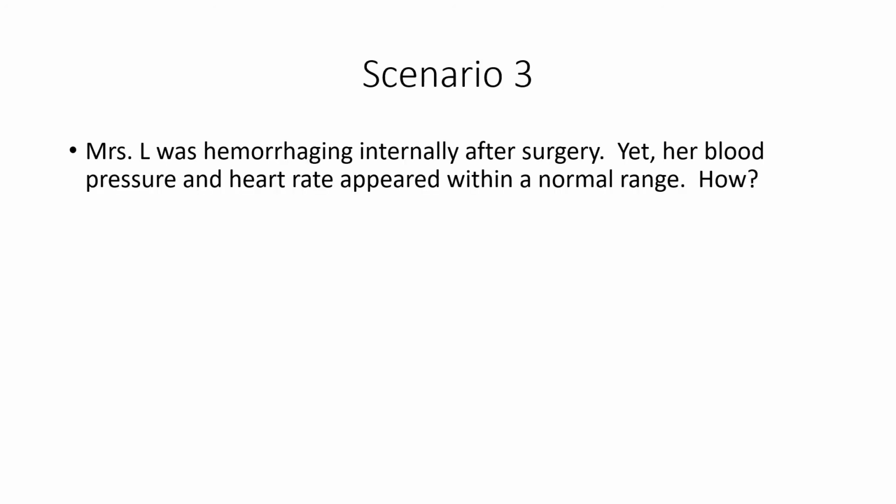Okay, so here's another scenario for us. A person who is hemorrhaging internally is losing blood. And if blood is being lost, then we look at an inability to transport adequate oxygen out to their cells and tissues. But it says this person's blood pressure and heart rate appeared within a normal range. So there must be some kind of compensation going on to make everything look okay.